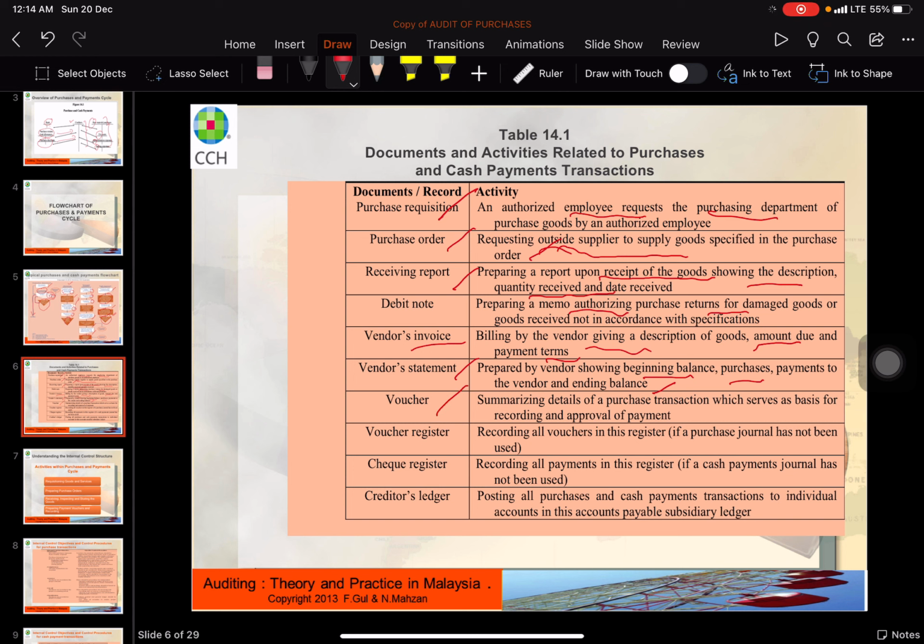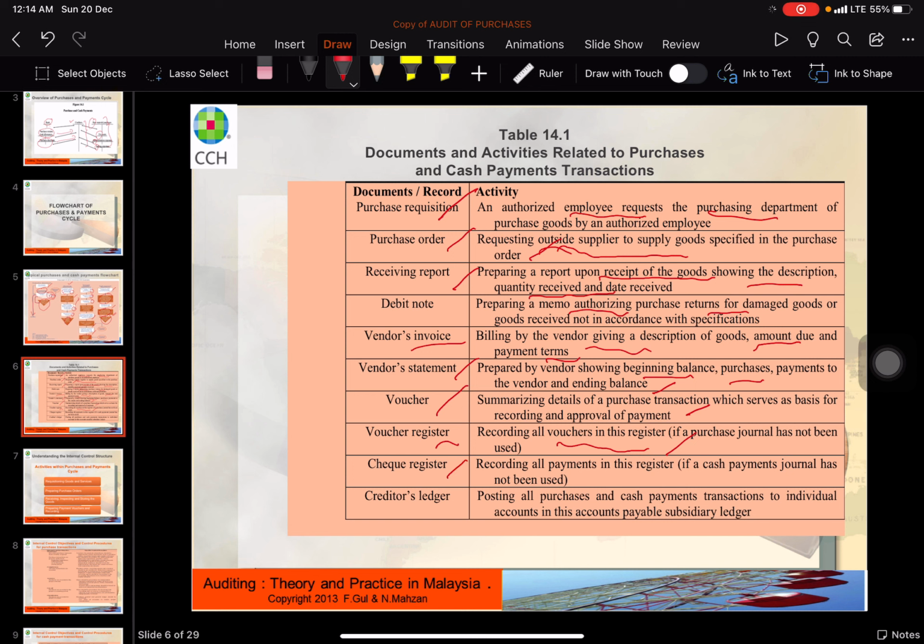Voucher is actually the summarizing details of the purchase transaction, which serve as a basis for recording and approval of payment. So this is a document prepared by the company itself in order to make a proof of payment for certain things. All right, voucher register is actually recording all the vouchers in the register. So it means that they document properly what things they have already approved for payment. So this is the voucher register, the list of all the vouchers.